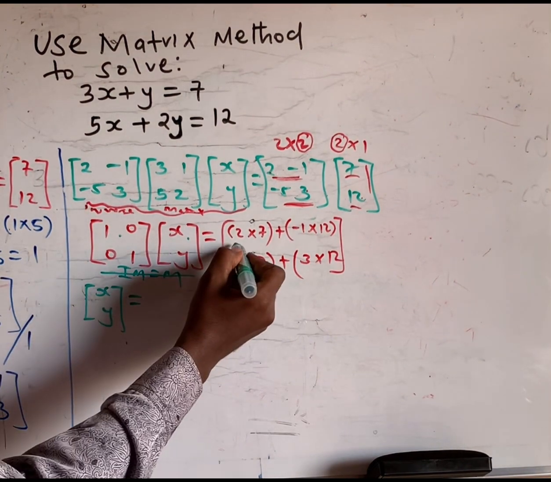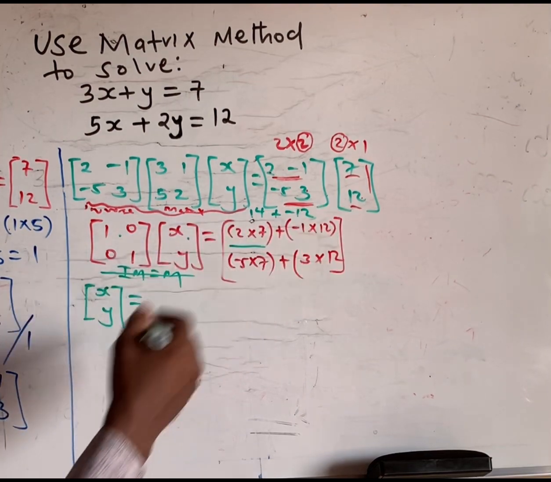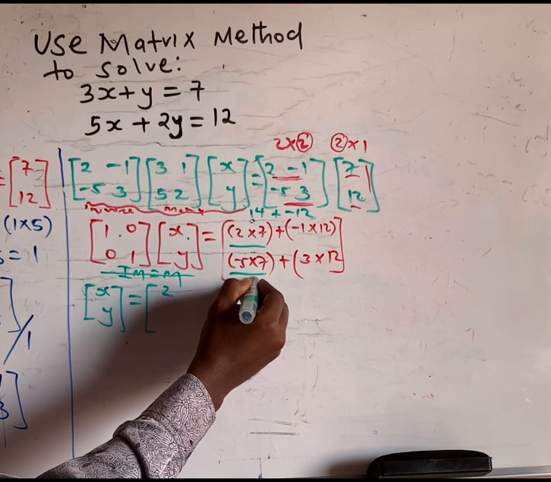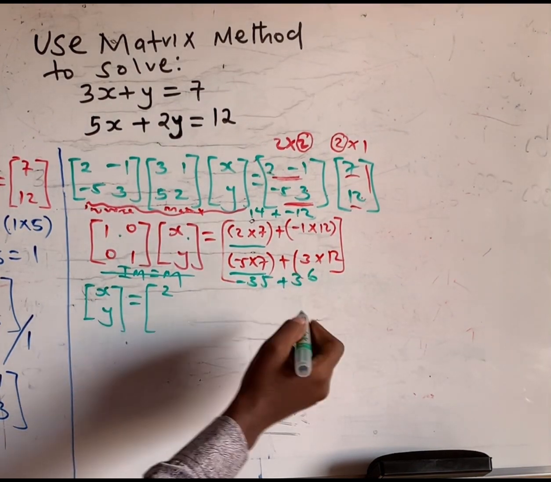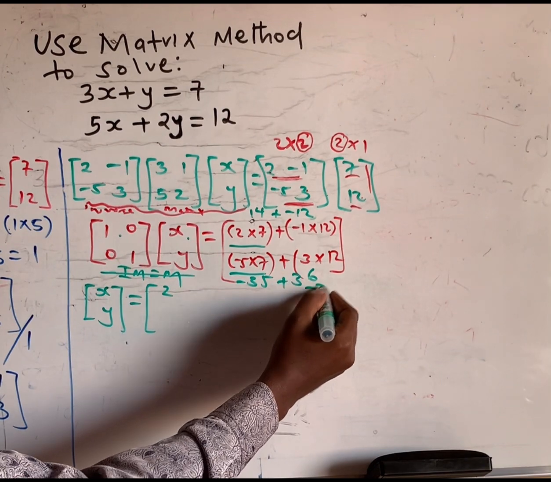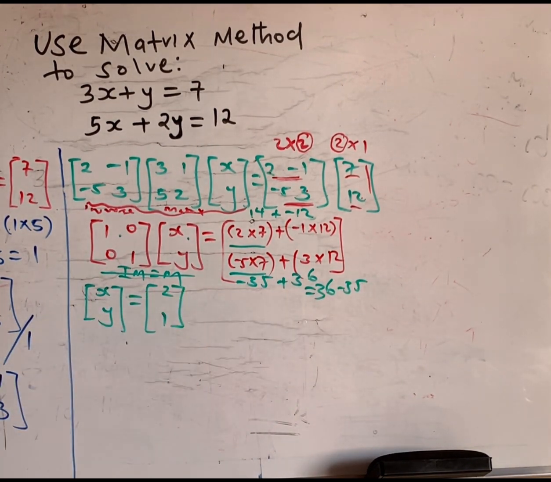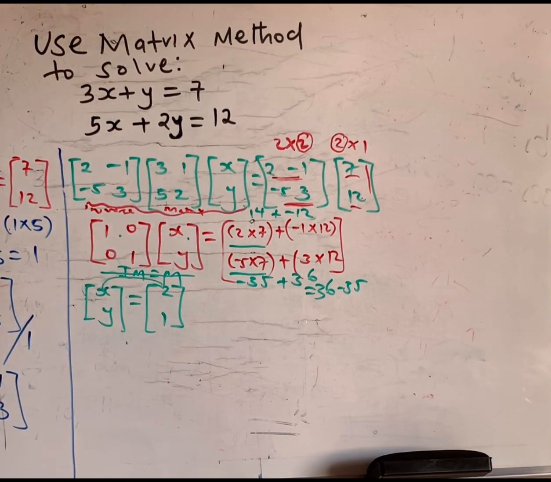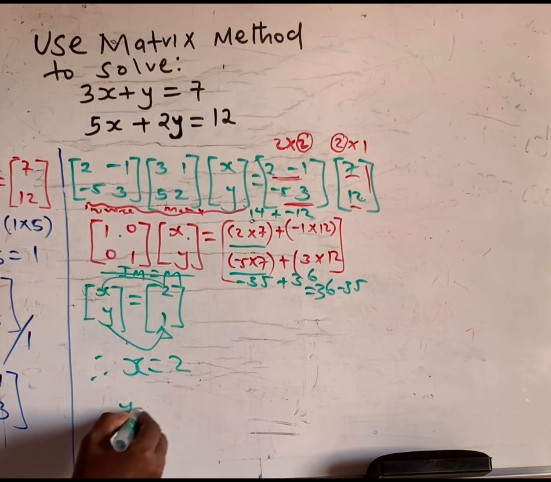When you come to the right side, this is 14 plus minus 12, which is the same as 14 minus 12. So that's the same as 2. This is negative 35 plus 36, which is the same as 36 minus 35. That gives us 1. Finally, X will correspond to 2, Y will correspond to 1. Therefore, the value of X is 2, the value of Y is 1.